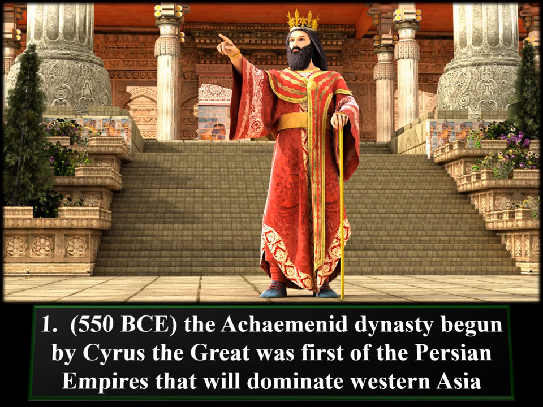Around 550 BC, the Achaemenid dynasty was begun in the Persian Empire under Cyrus the Great. He was the first of the Persian emperors, and this is the first of the Persian empires that will dominate Western Asia. So it is the Achaemenid dynasty of the Persian Empire. That's why we call them the Achaemenid Persians.